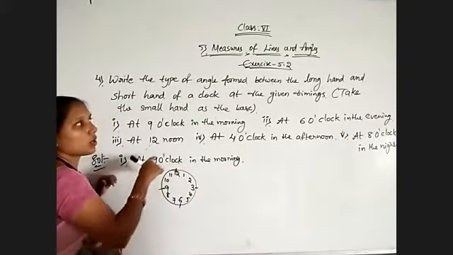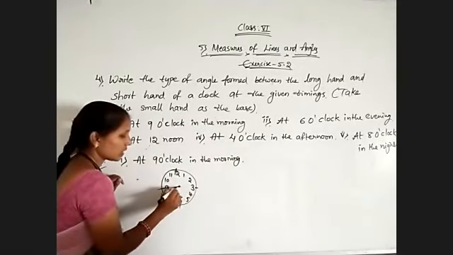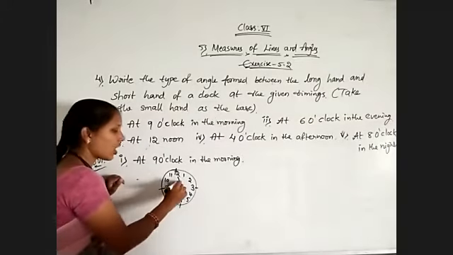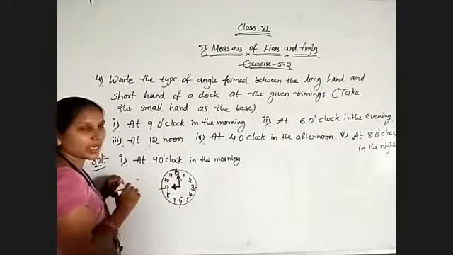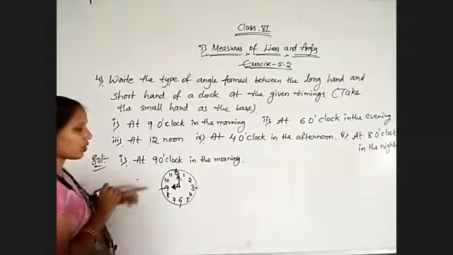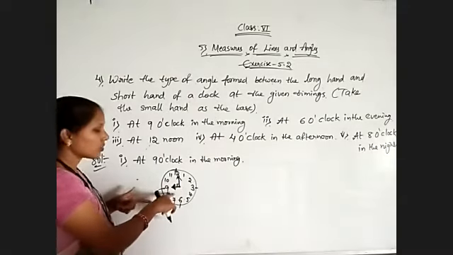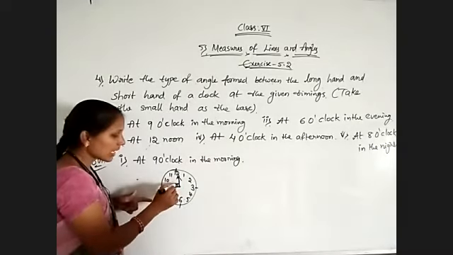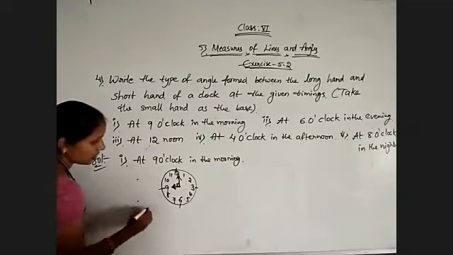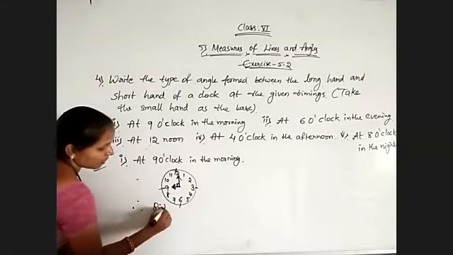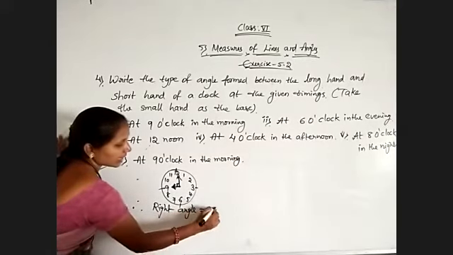Now 9 o'clock in the morning, they are asking to take the small hand as the base. First of all, refer to 9 o'clock. Short hand at 9 and long hand at 12. The short hand we need to take as base. How much angle is forming between the hands of the clock? 90 degrees. Therefore, the angle formed at 9 o'clock in the morning is a right angle, that is equal to 90 degrees.